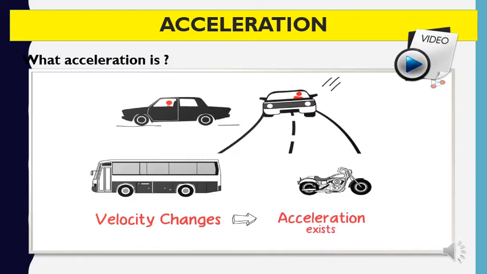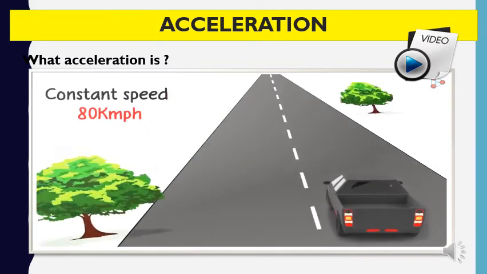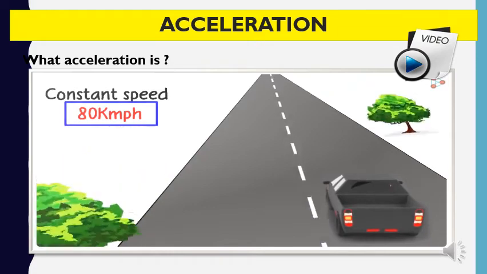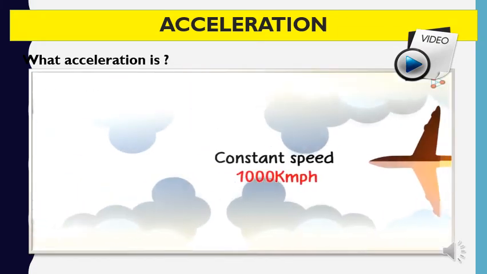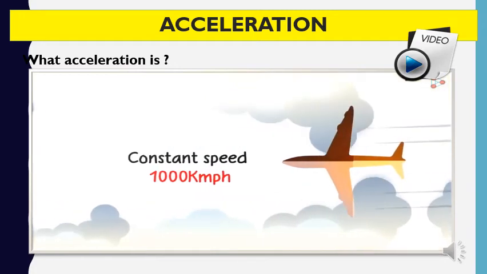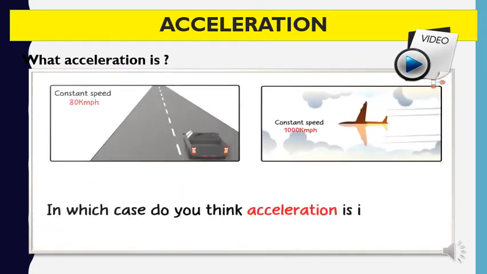I still haven't defined what acceleration is. I just told you that when velocity changes, there will be acceleration. Okay, let me give you two examples. In the first one, a car is traveling in a straight line at a constant speed of 80 kilometers an hour. And in the second one, a plane is traveling in a straight line at a constant speed of 1000 kilometers an hour. In which case do you think acceleration is involved?